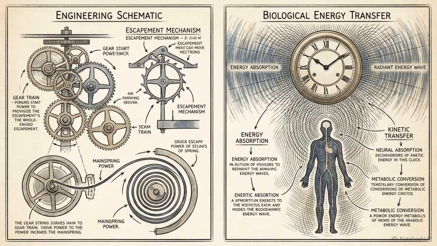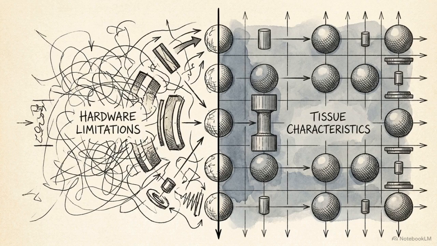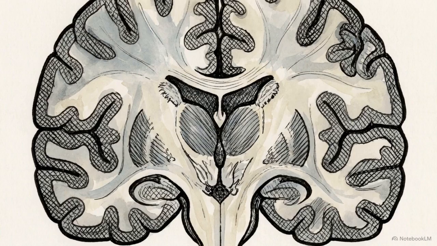The final disadvantage is elevated RF power deposition, or SAR, absorbed by the patient. This is due to the sequence's heavy reliance on lengthy 180-degree pulses compared to gradient echo alternatives. Despite the physical penalties in time and power, the spin echo sequence perfectly isolates tissue characteristics from hardware limitations, securing its place as the foundational standard for diagnostic T2 imaging.